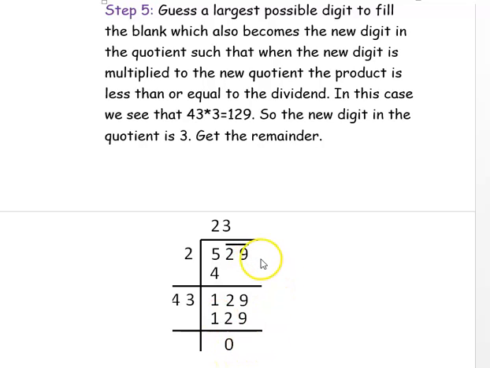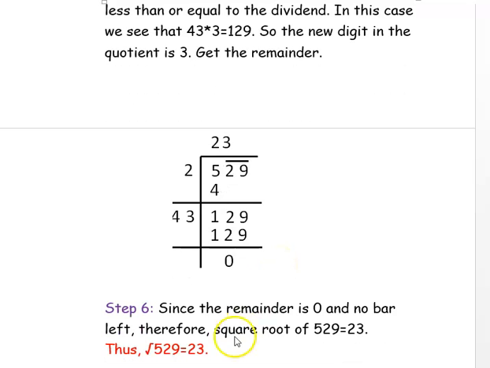Next I have to look for the next pair. There is no pair, so I stop here and say that the square root of 529 is 23.